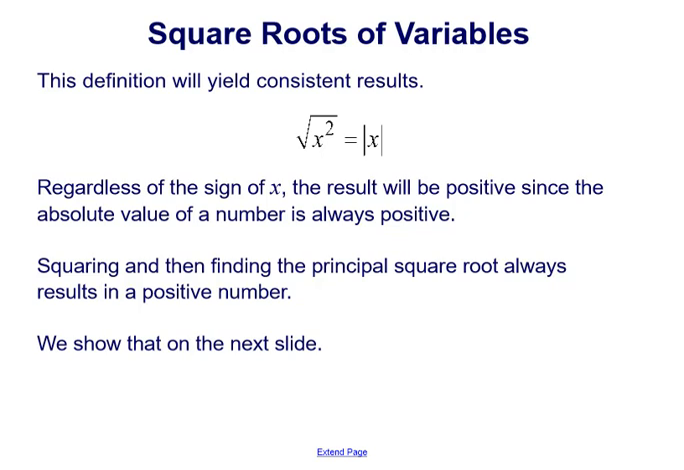This definition will yield consistent results, where we have the square root of x squared is equal to the absolute value of x. So regardless of the sign of x, the result will be positive, since the absolute value of a number is always positive, or 0, of course, if we're talking about x equals 0. Squaring and then finding the principal square root always results in a positive number, or 0, and so we'll show that now.